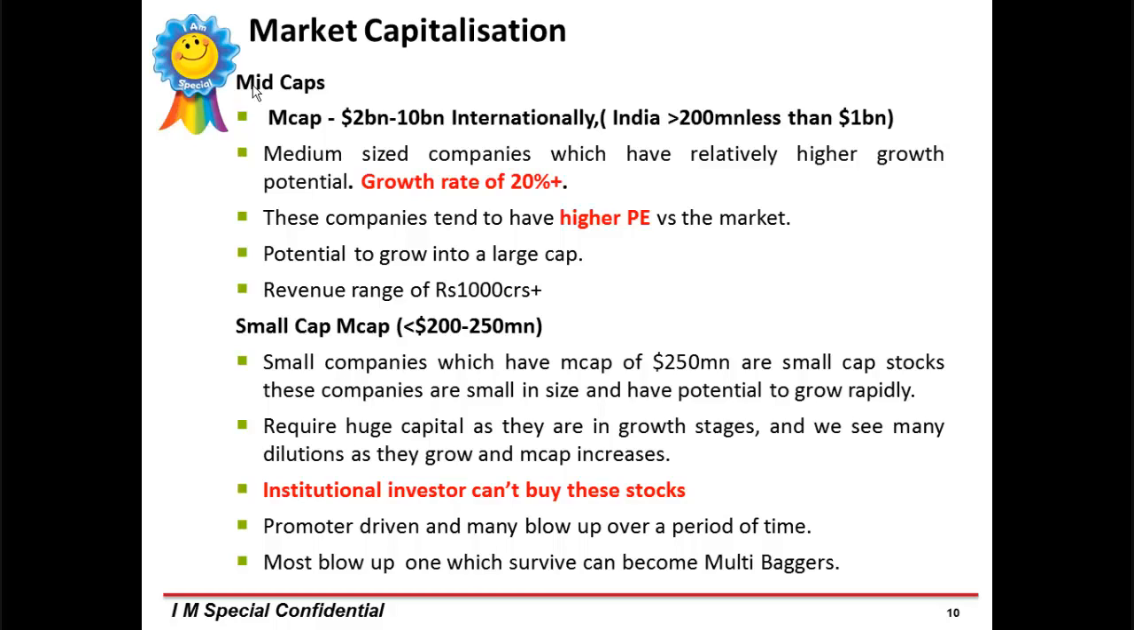That is why in many stocks we see, once the price reaches a particular point, the stock price suddenly jumps up. This is because many institutional investors who are sitting on the bench, waiting for the market cap to reach 200 million, just jump in and buy the stock at that point of time. These are promoter driven and may blow up over a period of time if not managed properly. And of course, those which survive give us multi-baggers.